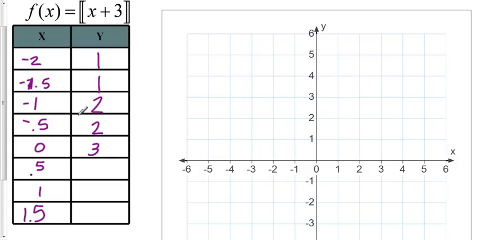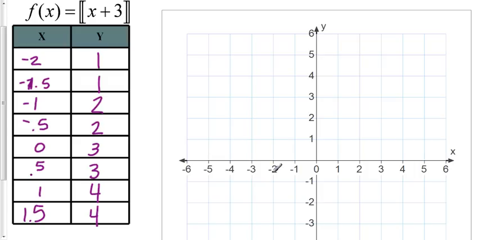When I plug in 0.5, I get 3. When I plug in 1, 1 plus 3 is 4. And when I plug in 1.5, I get 4.5, and my integer to the left of that would be 4. And so you're evaluating, kind of like how you have to evaluate an absolute value. These symbols mean basically take off the decimal and go to the integer to the left. Okay, so anyway, let me show you how to graph this.